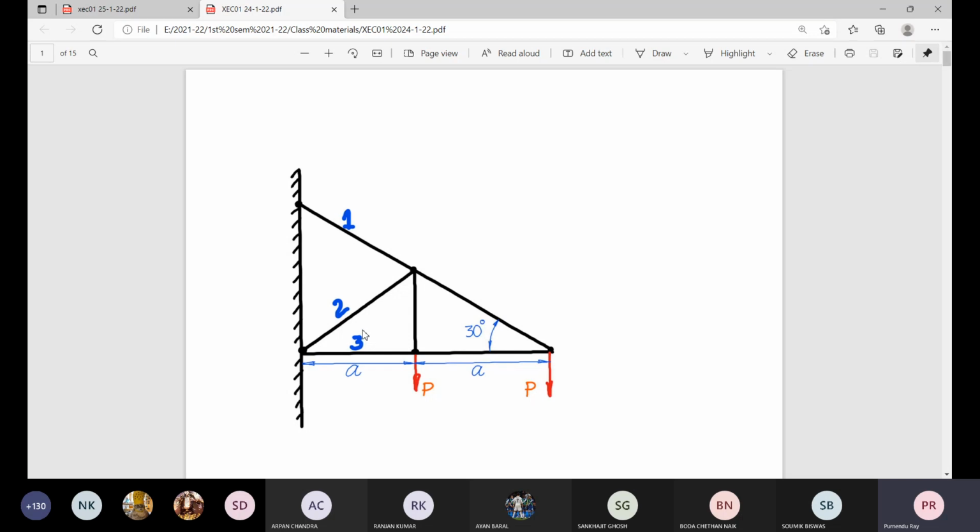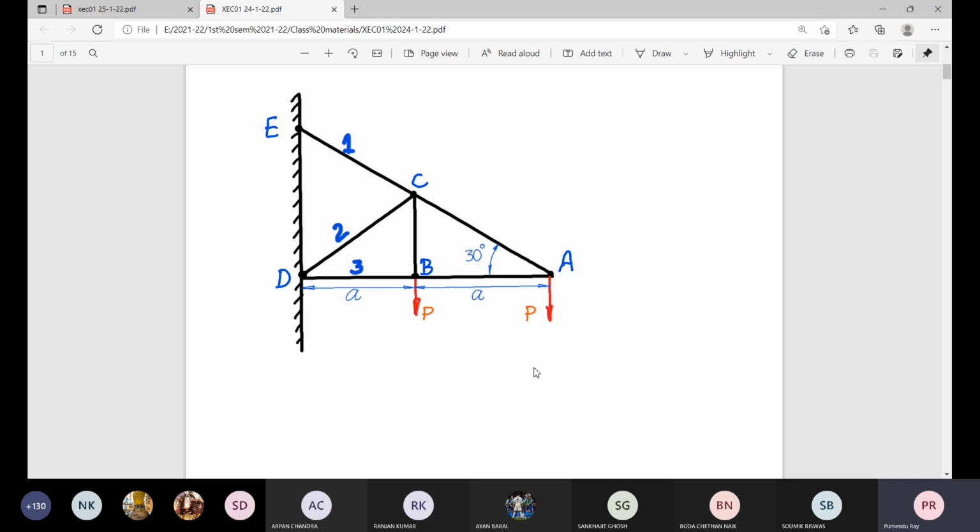Now for that, normally what we do, we assign some joint names. Of course, the members have been numbered in this way, assigned with the numbers 1, 2, and 3. That means the force in the member CE, force in the member CD, and force in the member BD.